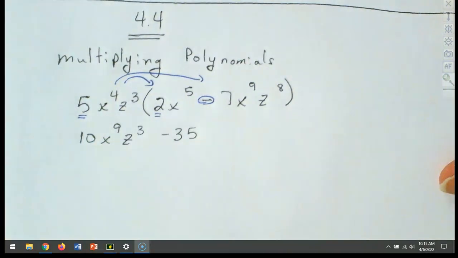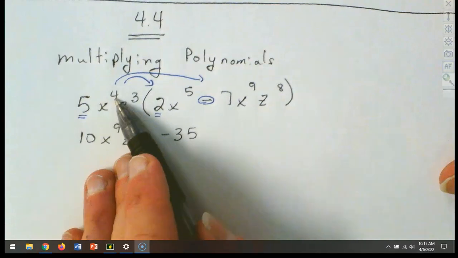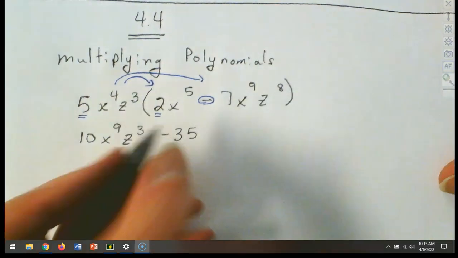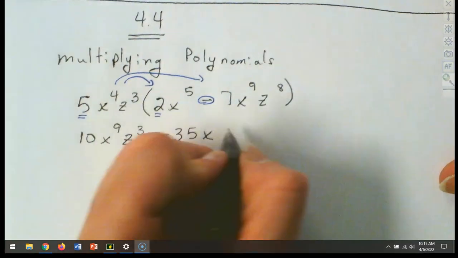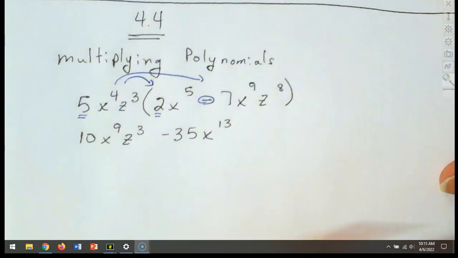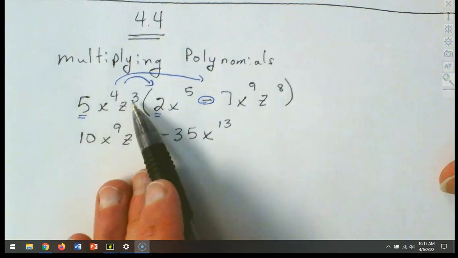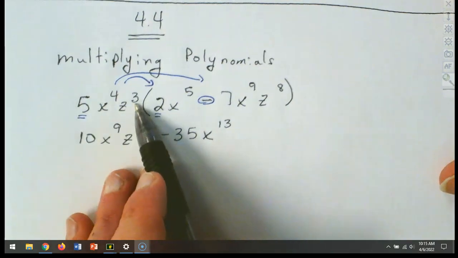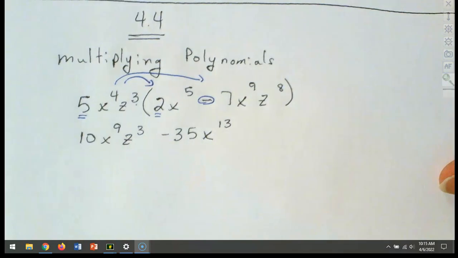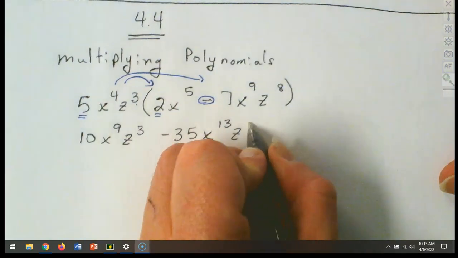And how many x's do I have here? I have 4, right? Plus 9 more. That makes it x to the what? 13th power, right? Add together. What about the z's? How many z's do I have? I have 3, right? And add 8 to that 3. That makes it z to the 11th.